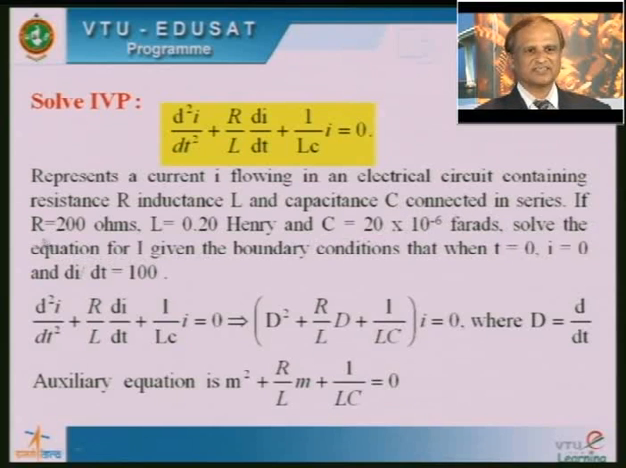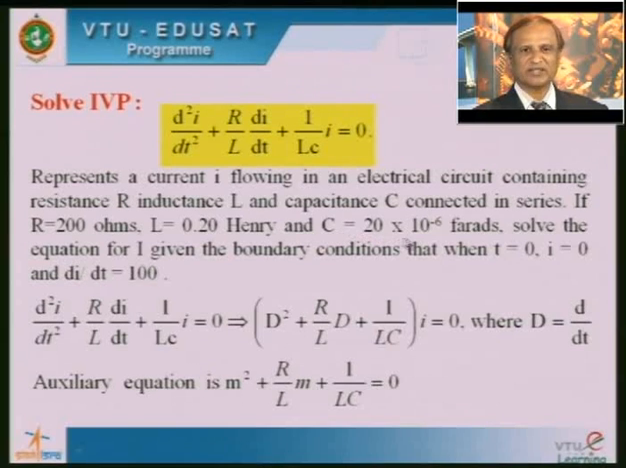right? If resistance is equal to 200 ohms, L is equal to 0.20 Henry and capacitance C is equal to 20 into 10 to the power minus 6 farads, right? Solve the equation for i given the boundary conditions that when t is equal to 0, i is equal to 0 and di by dt is equal to 100. Is it clear?